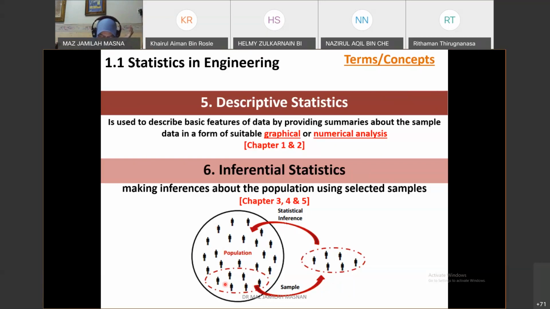From the particular population, we choose our sample. Once we choose our sample, we have the sample here. By using the information from the sample, we wish to conclude about our population. This is the process of statistical inference. More on statistical inference will be discussed in chapters 2, 3, 4, and 5. Chapter 1 covers descriptive statistics.